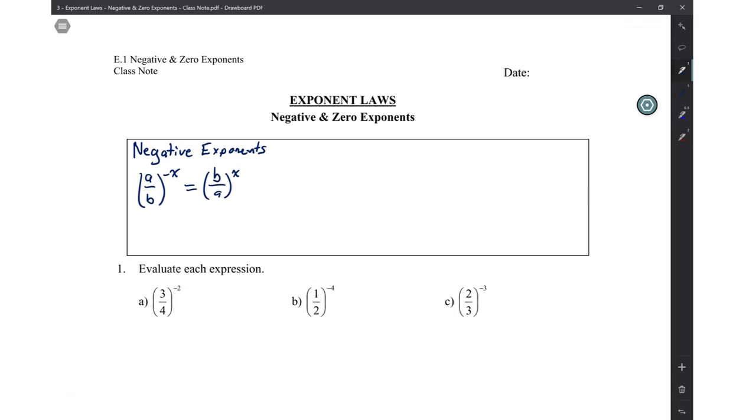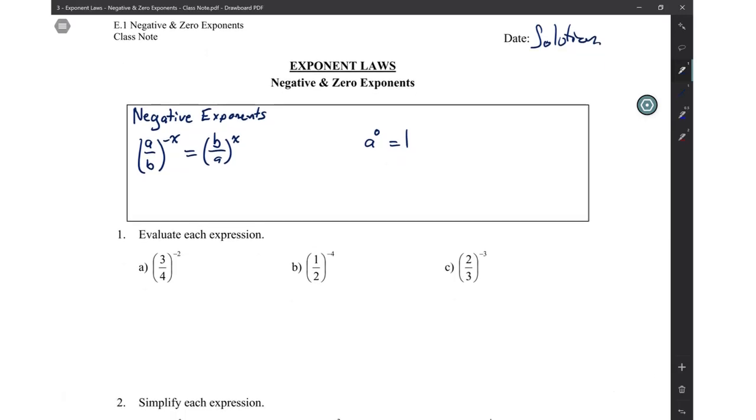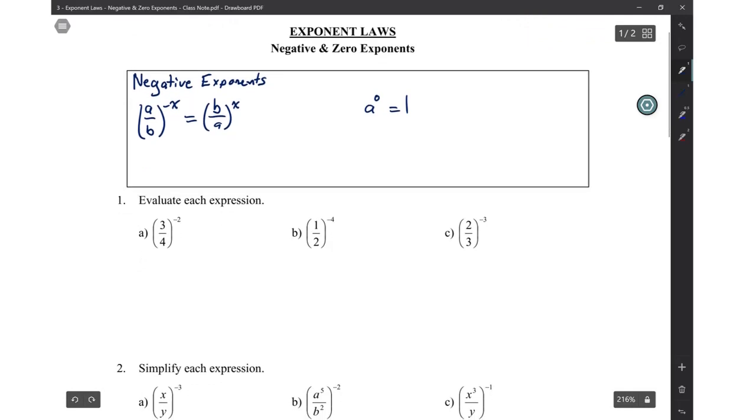We already remember our zero rule from earlier. We've worked on it a few times. Anything to the power of zero, let's use a here, a to the power of 0 equals 1. Not going to go over that again. If you're curious about it, I can explain it a little bit in more detail, but we did that in class.